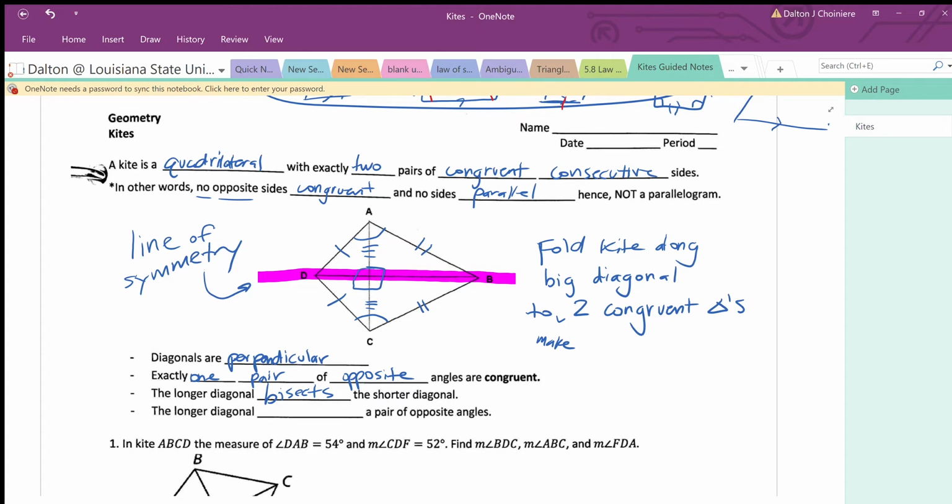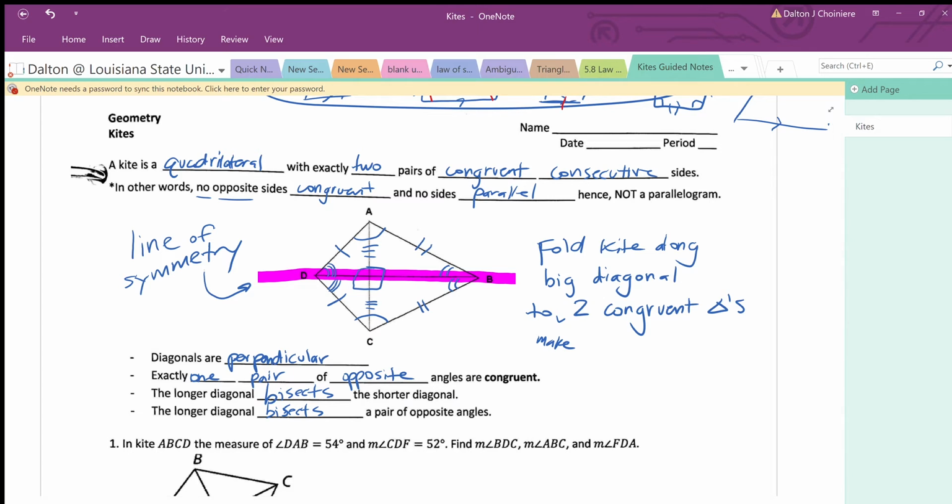Lastly, the longer diagonal bisects a pair of opposite angles. Again, the long diagonal is the one we highlighted, DB. If it bisects the angles, that means it cuts those angles in half. So angle B was cut in half, which means this small angle must be congruent to the small angle below it. And at angle D, that angle, I'm going to use 3 arc marks, is congruent to its angle below it.